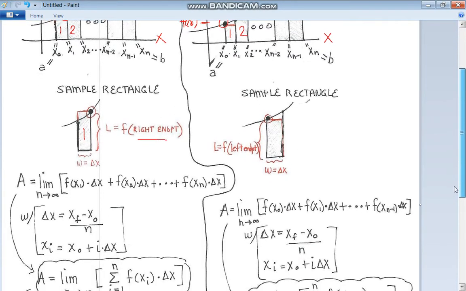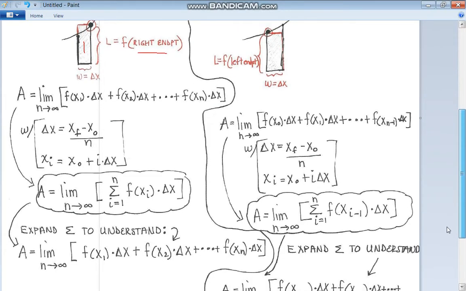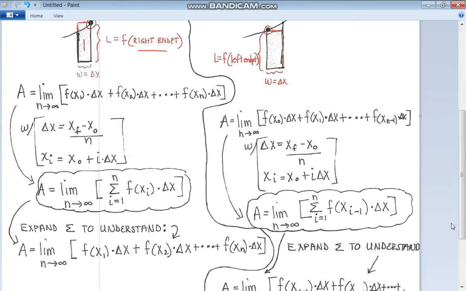Now when we add all these together, we're going to use delta x on both of them. We're going to use x sub I on both of them, and nothing's changed at this point. And you'll see we want to expand this, so we have length times width plus length times width of the next rectangle all the way through. And the same thing here. The length times the width of the first rectangle plus the length times the width of the second rectangle, etc.